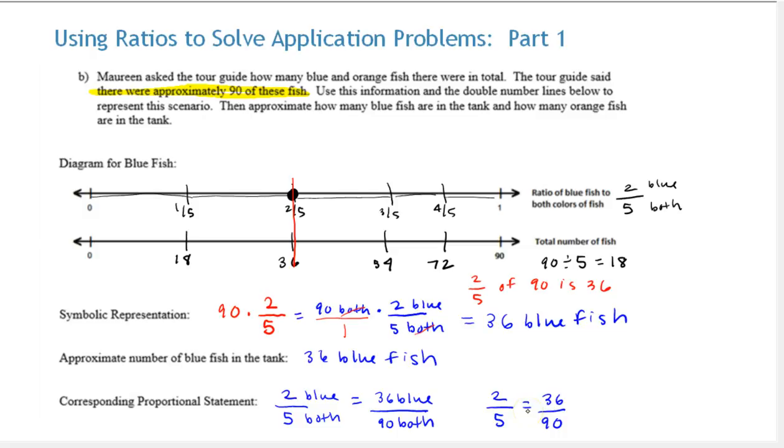Okay, remember it's 2 ratios are equal, you can also think of these in terms of checking equivalent fractions. So notice if we multiply 2 times 18 we get 36, 5 times 18 is 90, so this is a true proportional statement. These 2 ratios are in fact equal.